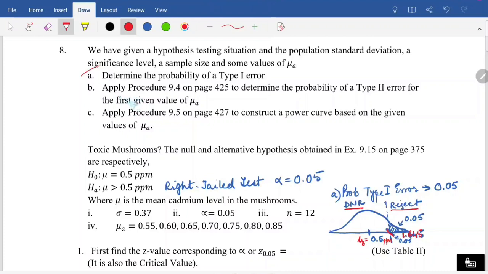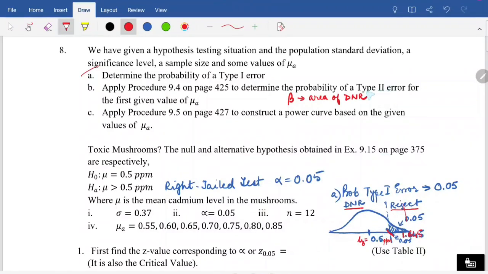The next part says we have to find the probability of a type 2 error. Now, if you recall what I mentioned in the lecture slides, I said that type 2 error is denoted by the letter beta, all right? And it is the area of the do not reject region. However, it is not the area of the do not reject region of this particular figure, all right? It is not the do not reject region of the diagram that we use to perform the hypothesis test.